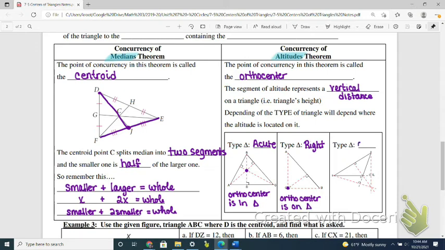And if you have an obtuse triangle, your orthocenter will be outside of the triangle. So, knowing these two theorems, let's take a look at our last couple examples.